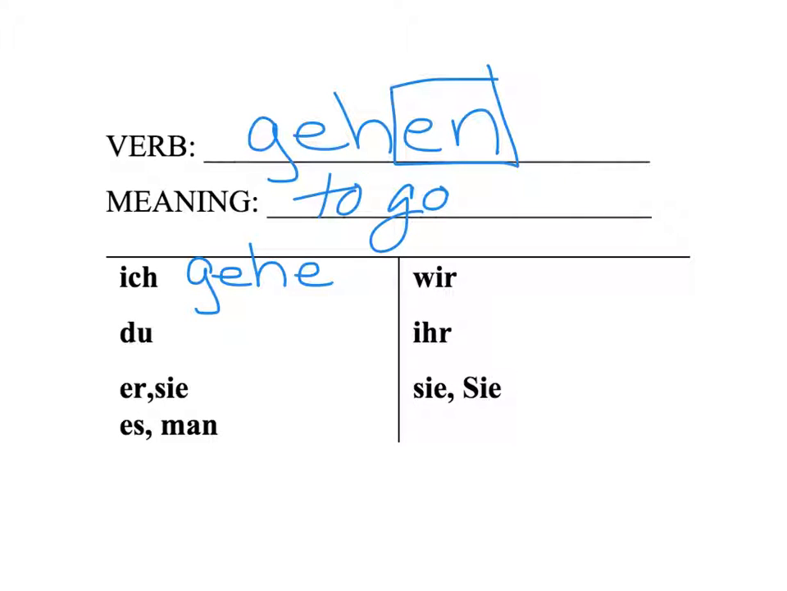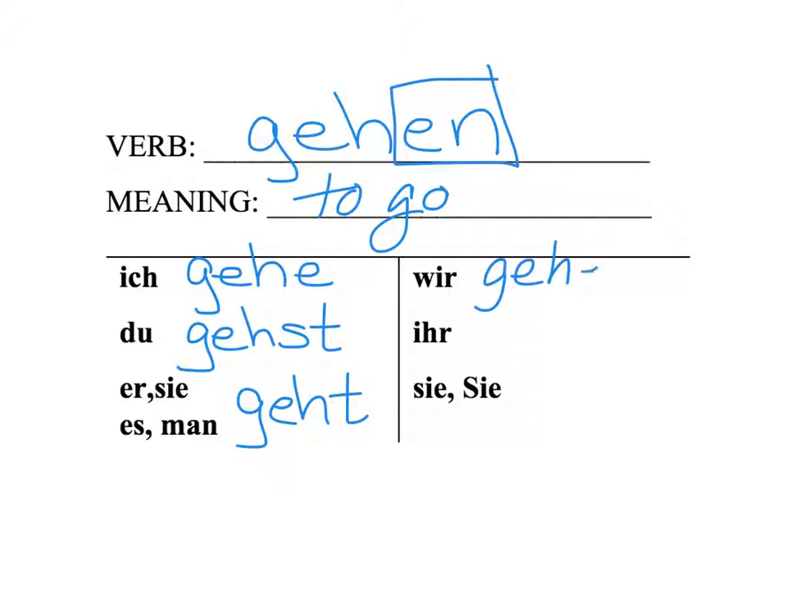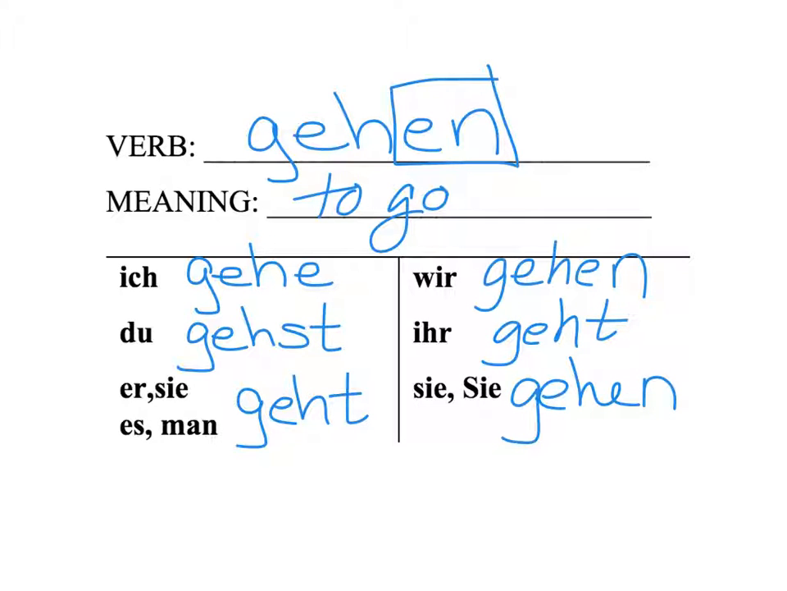What about du? Gehst. Everybody try that. Gehst. What about er, sie, es, and man? Geht. You recognize that verb from Wie geht's? That's where it comes from. What about wir? Gehen. Ihr? Geht. And Sie and sie? Gehen. Good.